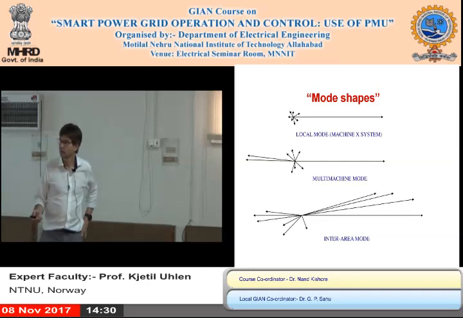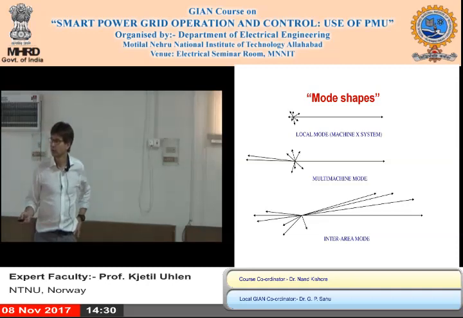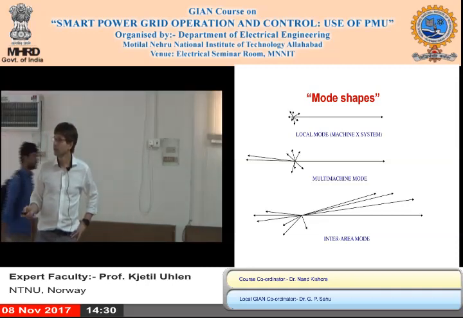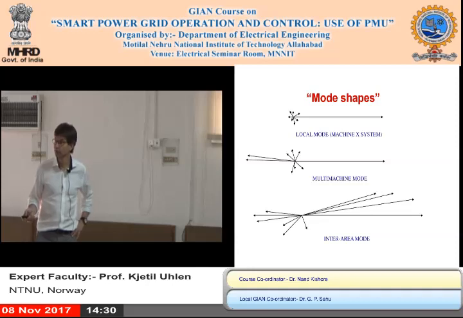Then you could have some modes where you have a few peaking out. In this case, it's one generator here that oscillates against two others. Sort of local phenomena, but still more than one machine involved. And then you have the inter-area modes where you have many generators maybe oscillating in phase against the rest of the system or against a group of other generators.